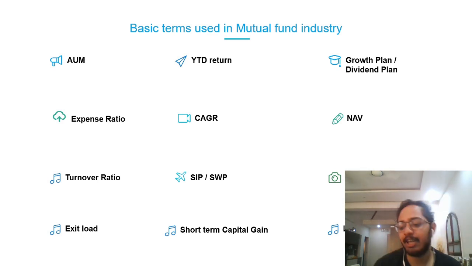Short-term capital gain and long-term capital gain. Now, as we know, mutual fund is an industry and it is subject to taxation. So what is short-term capital gain tax? Currently, the short-term capital gain tax that is levied on the profits that you make in mutual funds is 15%. And the long-term capital gain is exempt till 1 lakh rupees. And if your gains exceed 1 lakh rupees cumulatively out of all the long-term gains you have, then they will be taxed at the rate of 10%.